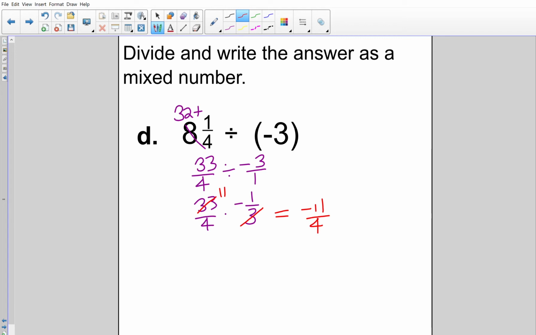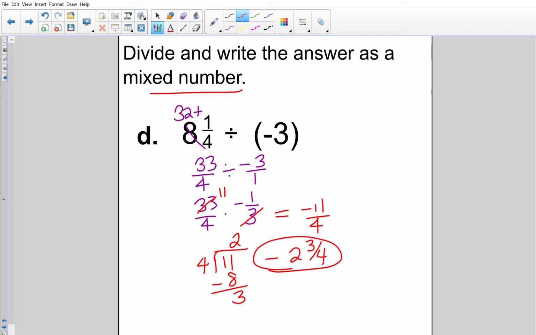And again, -11 over 4 is an improper fraction. We want a mixed number. So we take our 11 and we divide it by 4. So 4 times 2, that's 8. That's as far as we can get. And when I subtract, I get 3. And so I have, remember this was negative, so -2 and 3/4 would be my mixed number.